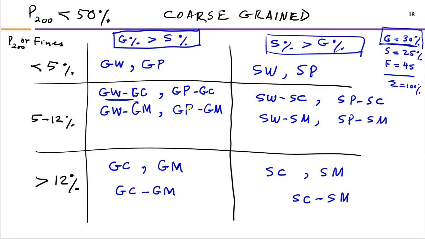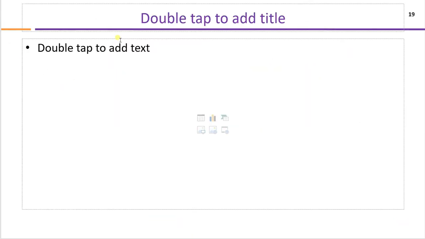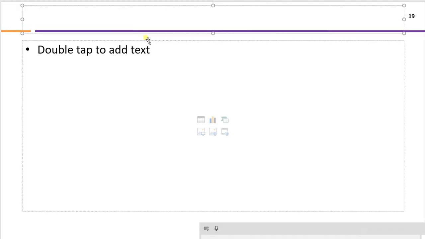So if you look at the total, in case of gravels, there are 1, 2, 3, 4, 5, 6, 7, 8, 9. There are a total of 9 groups. And in case of sand also there are 9 groups. And I'm considering those borderline cases as well. So there are 18 groups in case of coarse grained soils. The next one is the fine grained soils. Fine grained soil is easier than this coarse grained case.